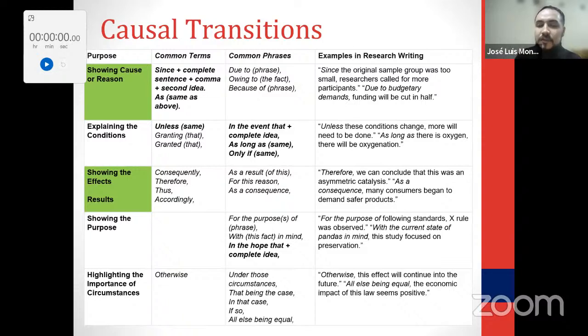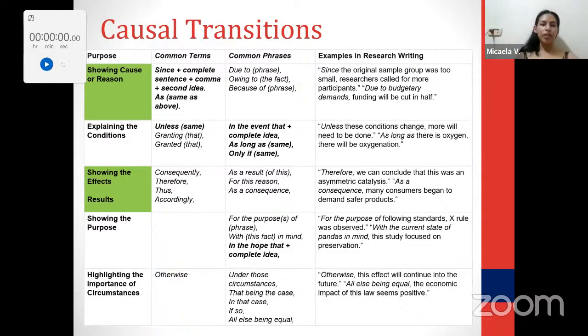Here, only two. They are kind of the same, but it's like you are focusing one of them in the cause and the other one on the result. But you can use the same in the same sentence, and you're going to see that it's very interesting. So let's read first showing cause or reason, please, Michaela.